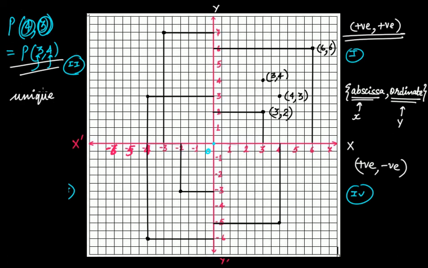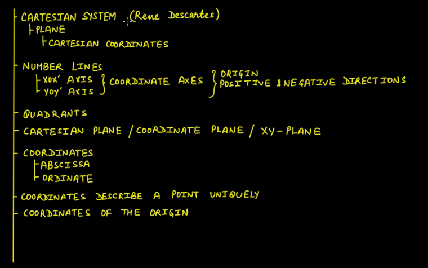Okay, so this was all about the Cartesian system, plane, Cartesian coordinates, number lines, axis, coordinate axis, origin, positive, negative directions, quadrants, Cartesian plane, coordinate plane, xy plane, coordinates, abscissa, ordinate. Coordinates describe a point uniquely, and coordinates of the origin.